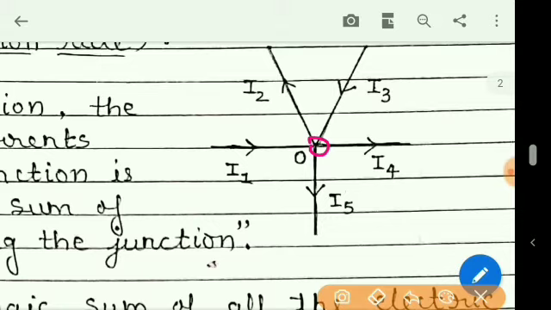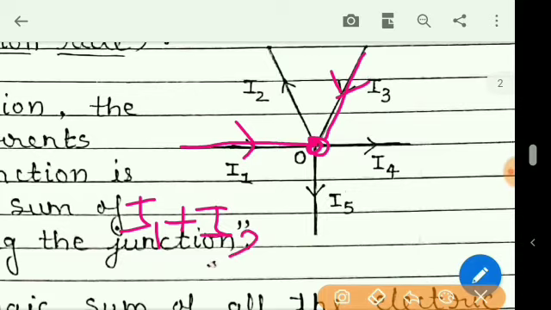So you can see that current I1 is moving towards the junction. Current I3 is also moving towards the junction. So these two currents are moving towards the junction. So we can see that I1 plus I2 is the total current moving towards the junction.